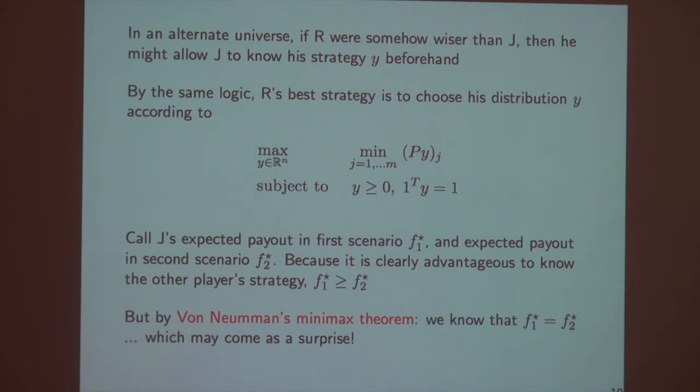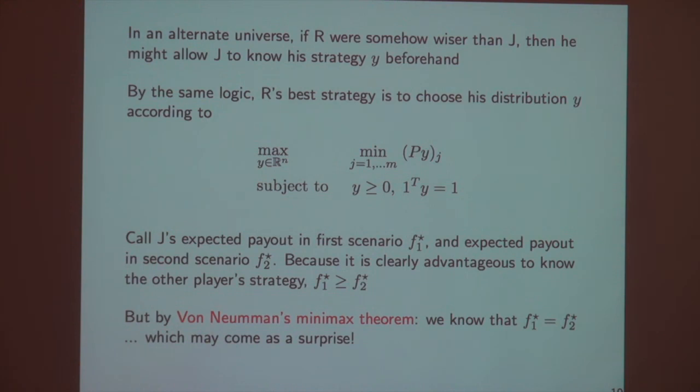Then it's kind of intuitively obvious, right, that F1 star is going to be bigger than or equal to F2 star. The payout has to be bigger when R knows J's strategy than if he didn't, and not the reverse. There's a very famous result called von Neumann's minimax theorem. It tells us that actually in this situation, F1 star and F2 star are equal. It's pretty amazing. This, in a sense, marked the birth of duality for linear programs.